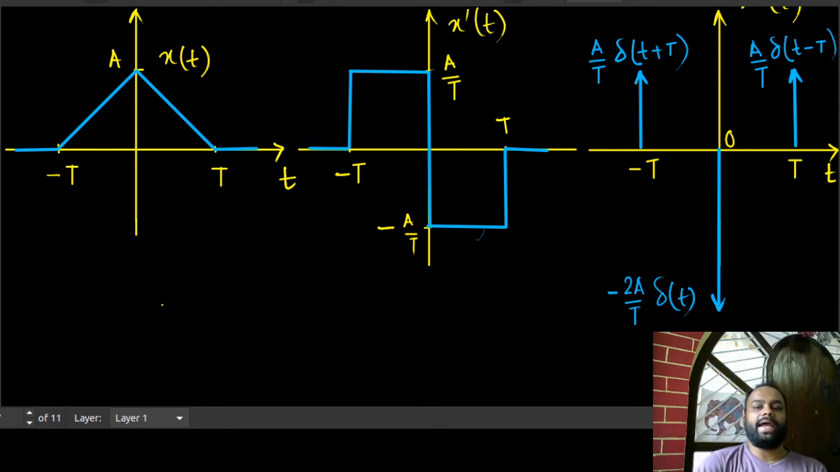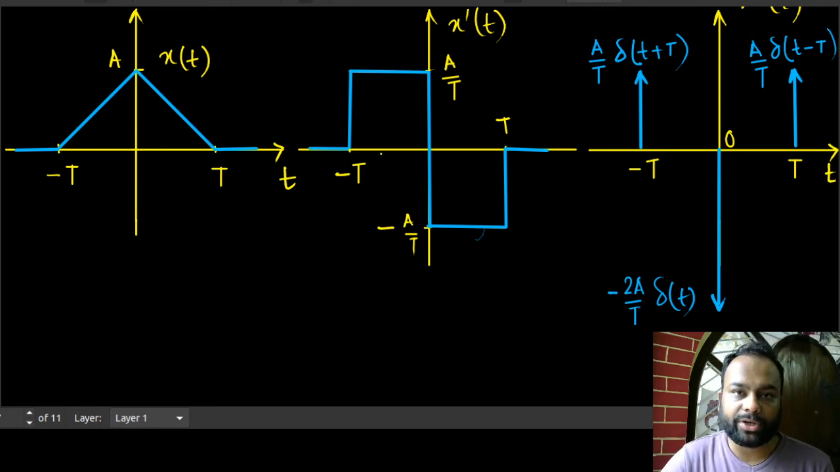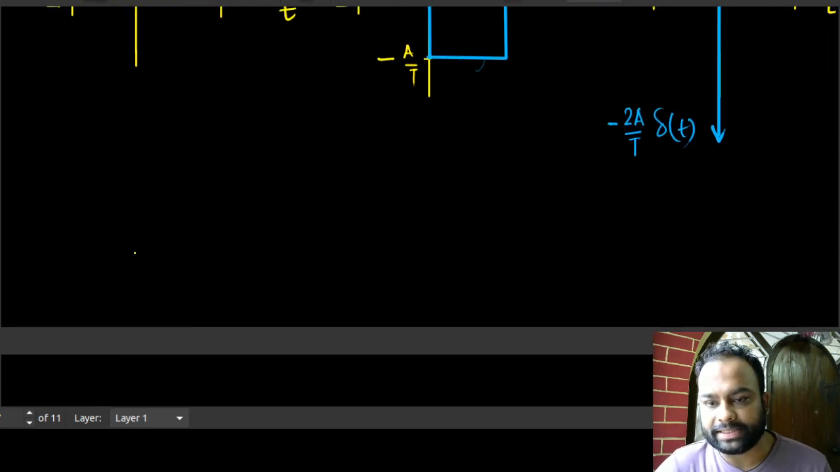Now, why did I do all these things? Because now, instead of doing that complex integration on this signal to obtain the Fourier transform, we shall calculate the Fourier transform of this simple thing that has only impulses, right? And from that, we shall apply the time derivative property of the Fourier transform, and calculate the Fourier transform of this. Okay, let's see.